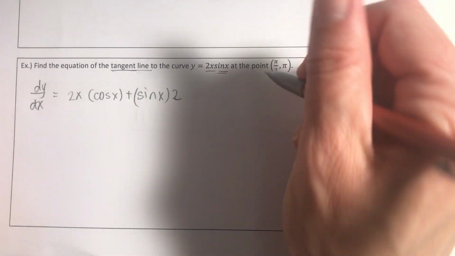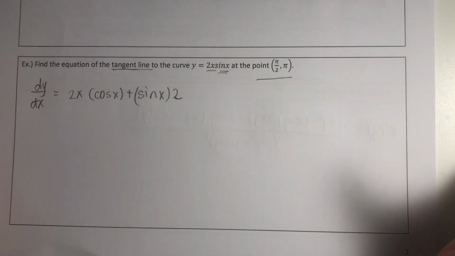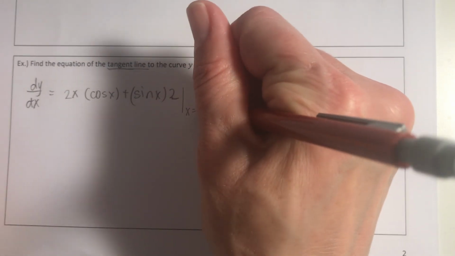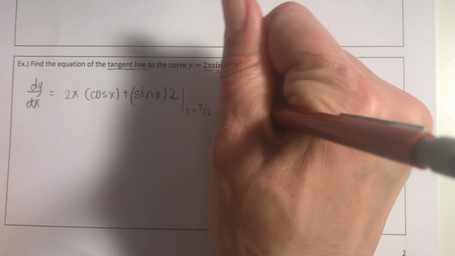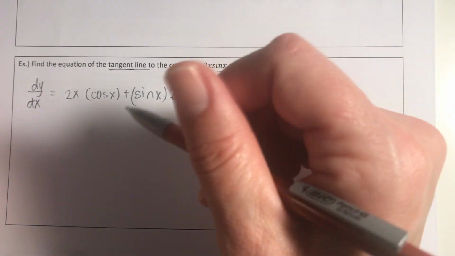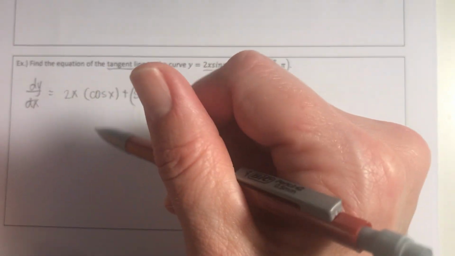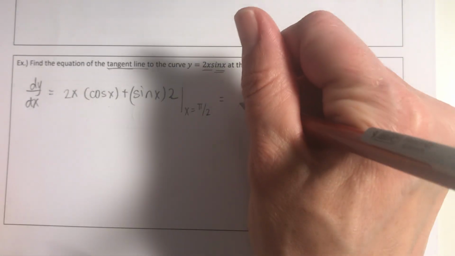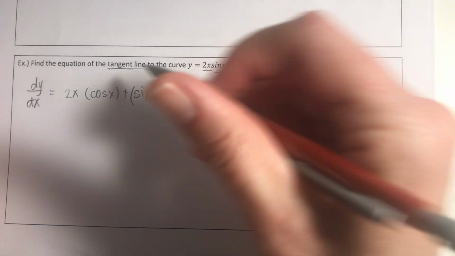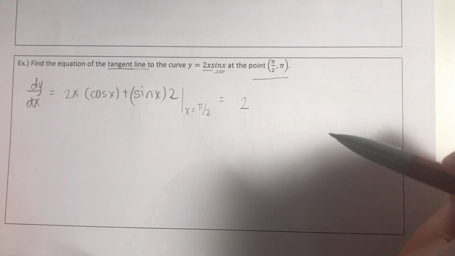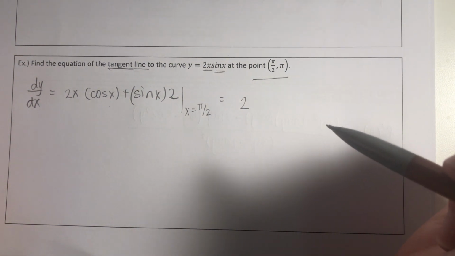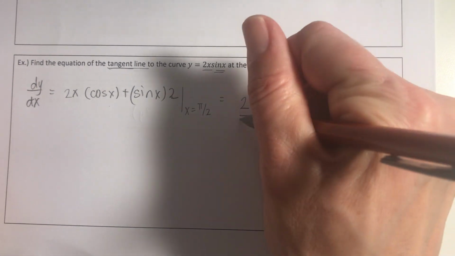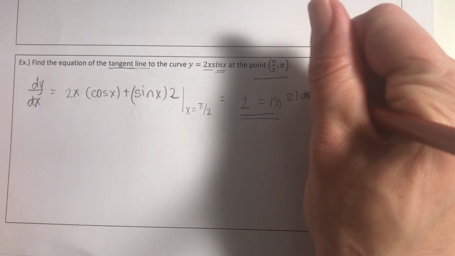And since we're dealing with this at the point pi over 2 comma pi, I need to evaluate this at x equals pi over 2. And if you go ahead and plug in pi over 2 and evaluate cosine of pi over 2 and sine of pi over 2, you should have this working out to be 2. So maybe show that work and see if you can understand that. Maybe use your unit circle if you need it. From here, this tells me my slope of the tangent line.